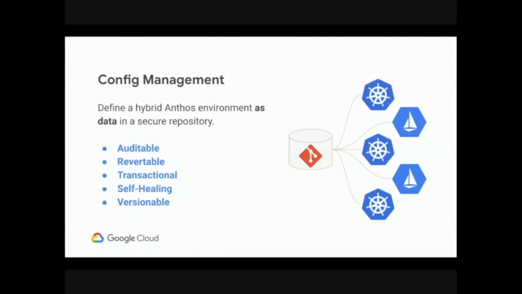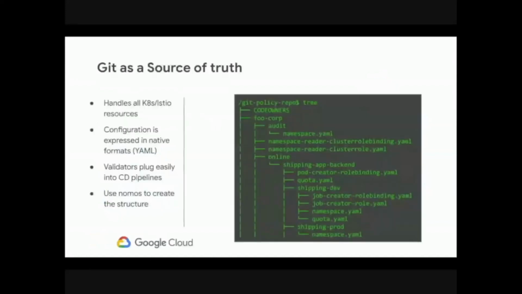So you can tag them, mark them as release candidates, etc. Git becomes your source of truth for all of your cluster configurations. And that configuration is declarative and expressed in native YAML formats. So on the right here, I have an example of a Git repo structure for a cluster configuration or multiple cluster configurations. And this structure can actually be generated using a command line tool called Nomos.